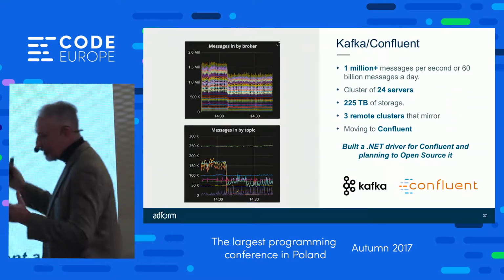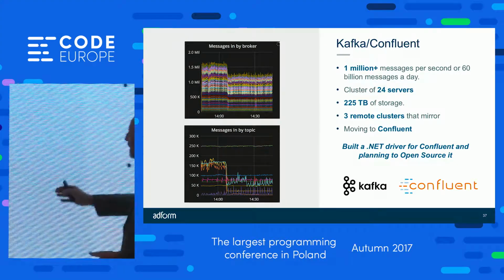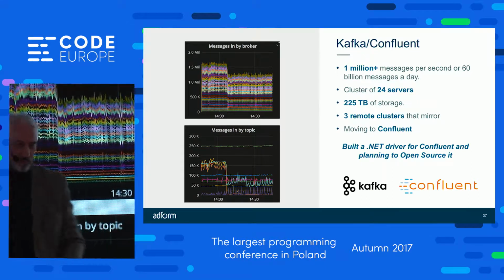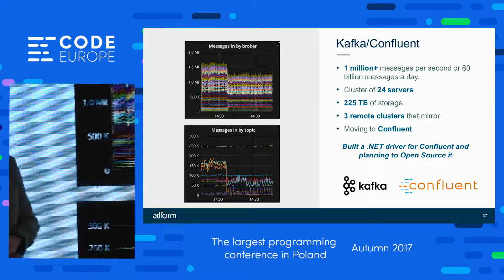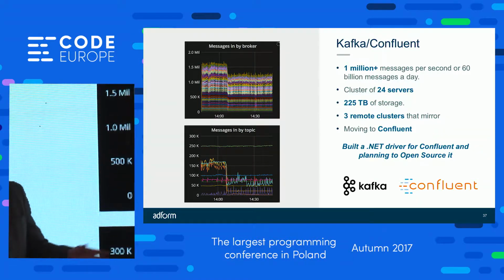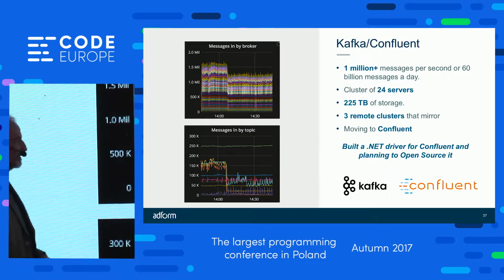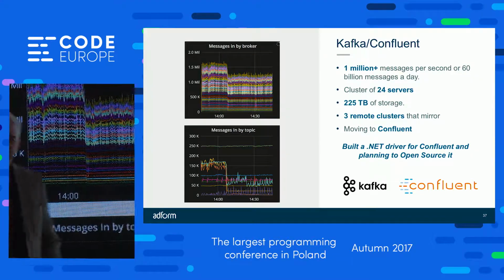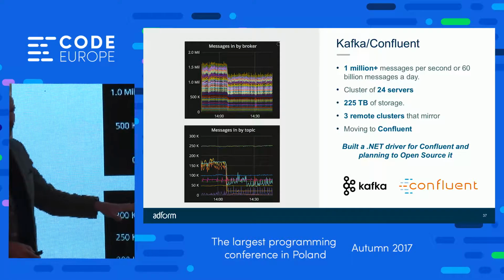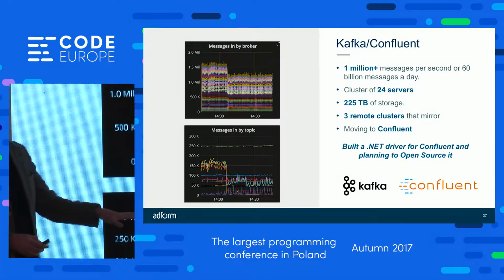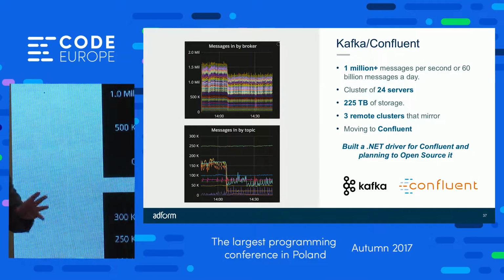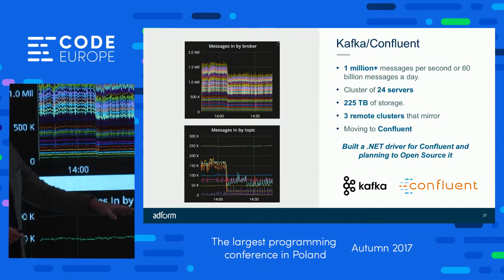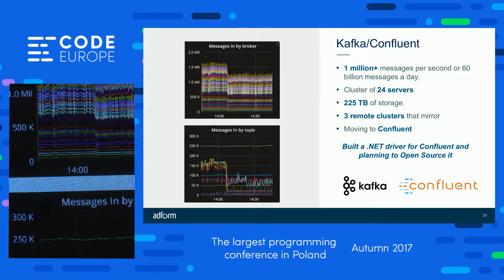Okay, Kafka and Confluent. Kafka is our pal. So you can see here, these are messages by broker. We do about 1 million messages per second in Kafka. Kafka is our lifeblood. Everything goes into Kafka, everything comes out of Kafka. Big cluster, large amount of storage in it, almost as big as Vertica. And we're moving to Confluent. If you're not sure what Confluent is, not to be confused with Confluence, the wiki tool, Confluent is the company who writes Kafka and is kind of a very grown-up way of using Kafka.